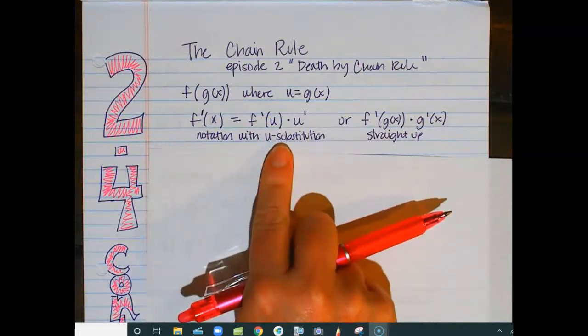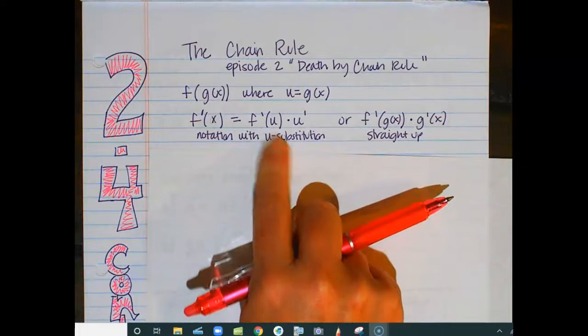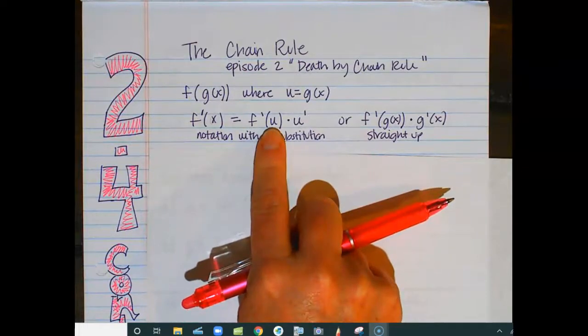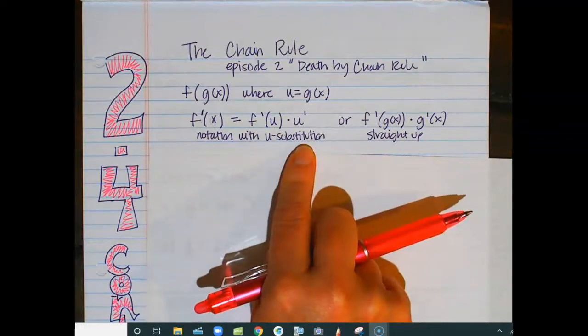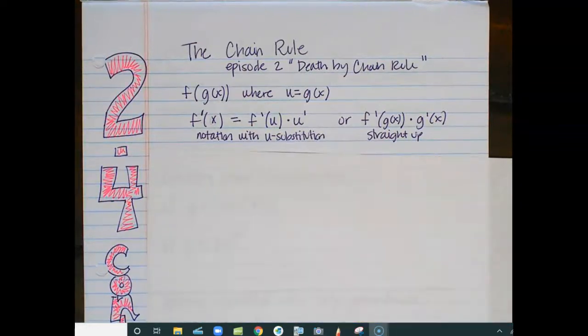So we're going to call this u substitution. So instead of writing the entire baby, if you will, the entire inside function, we're going to use the u substitution. So let's go through some examples together.